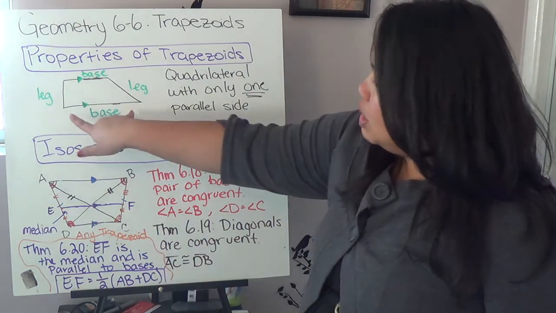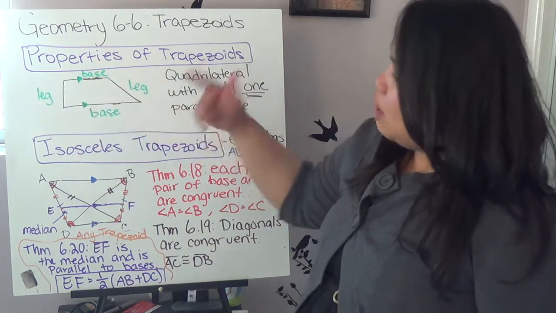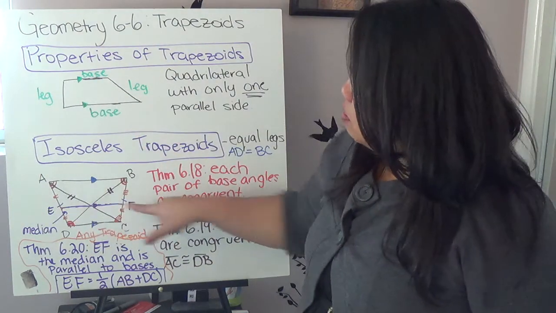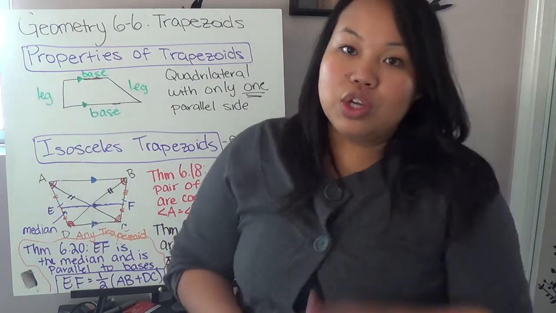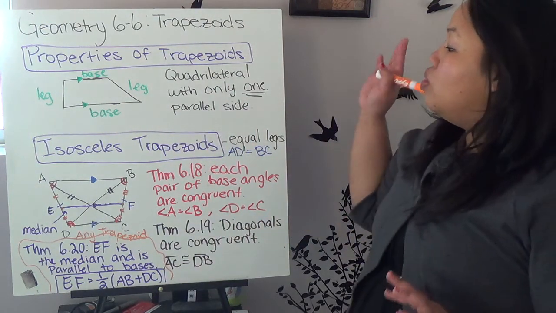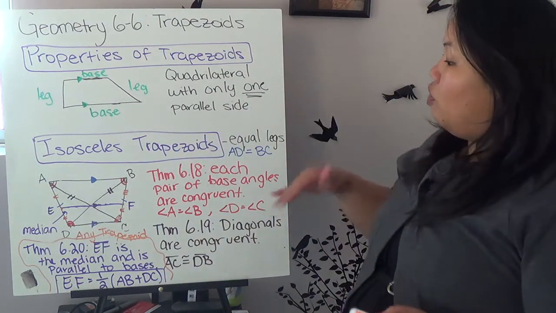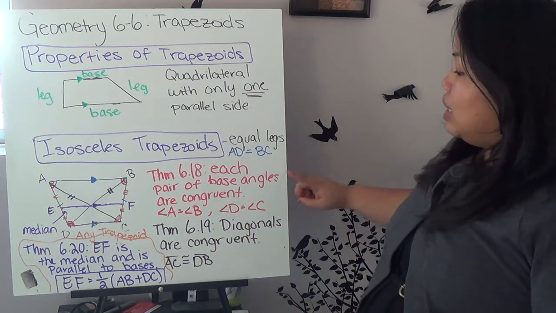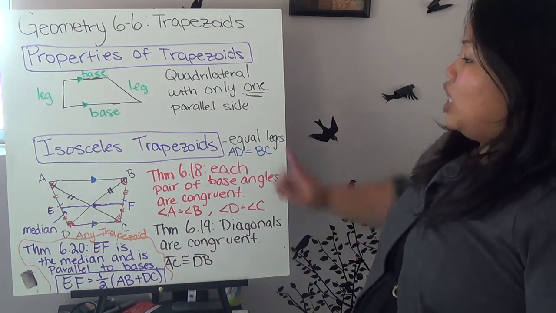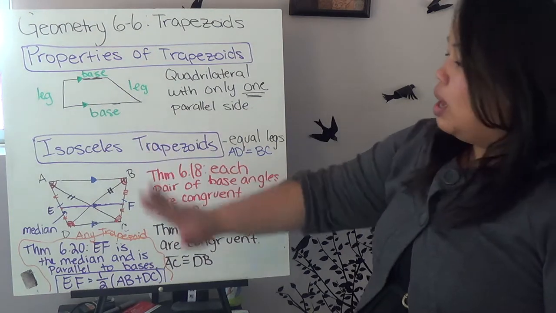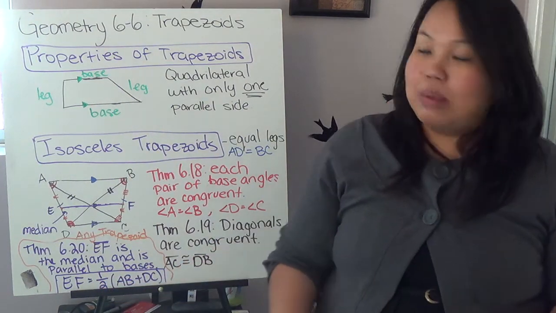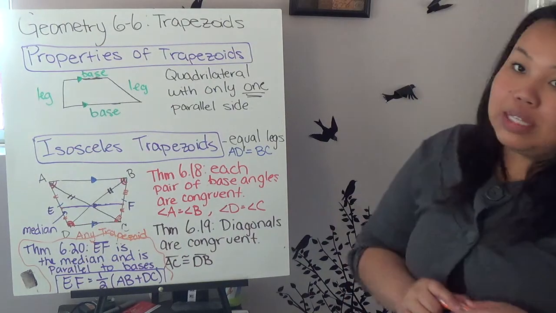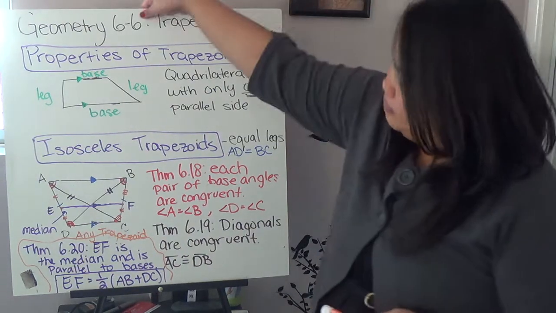So if I add up this base and this base and I divide it by 2, I get the length of the median, which is EF. And that's an important equation that we're going to be working on. So go ahead and write this down. Do the vocabulary. We've done some of the vocabulary already. Do remember that 6.18 and 6.19 apply to just isosceles trapezoids, but the theorem for the median applies to any trapezoid. And we have one example, and then you're home free.